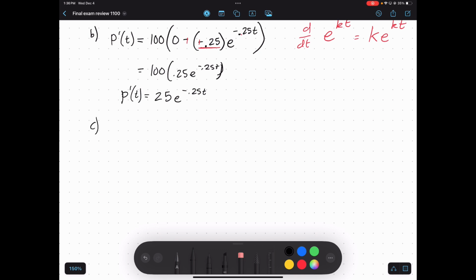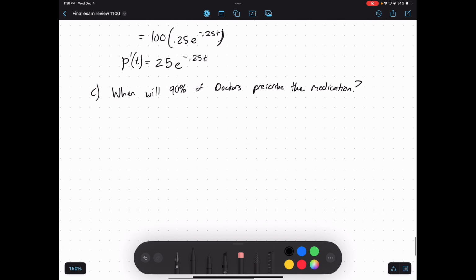When will 90% of doctors prescribe this medication? How does this problem work? Solve for t. Right, we're solving for t. We're solving for a month value. Exactly. So we're going to be solving for t. What do we do with that 90? Plug it in for the probability. Plug it in for p.